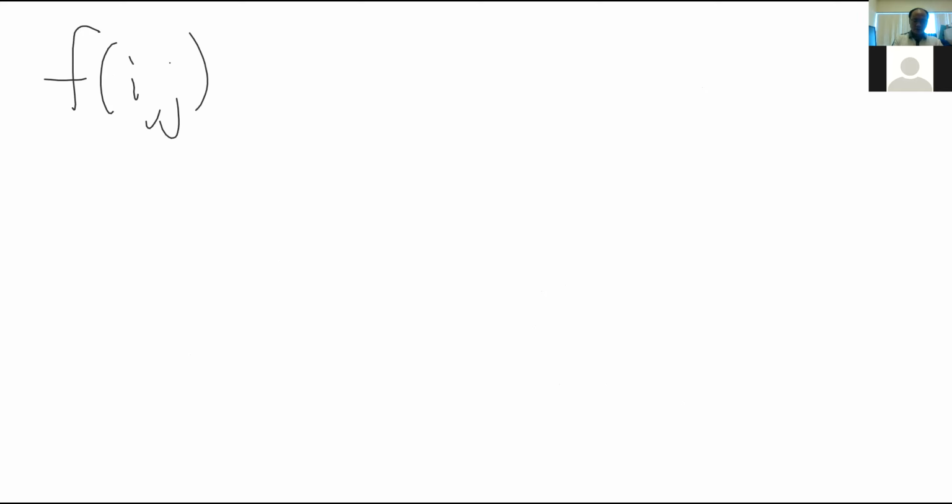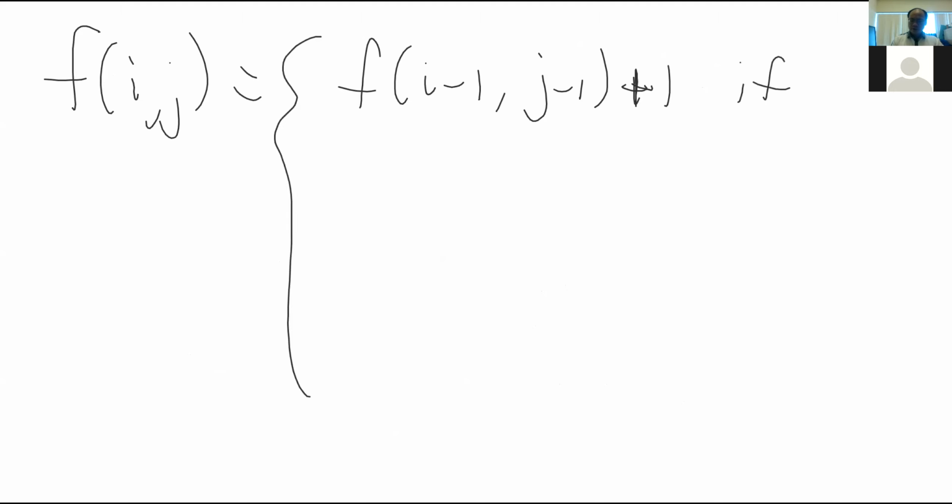f(i, j) equals f(i minus 1, j minus 1) plus 1 if S of i minus 1 is the same as T of j minus 1. If the two characters are the same, I can just recurse. I'm sorry, this is not very good handwriting on my tablet here.